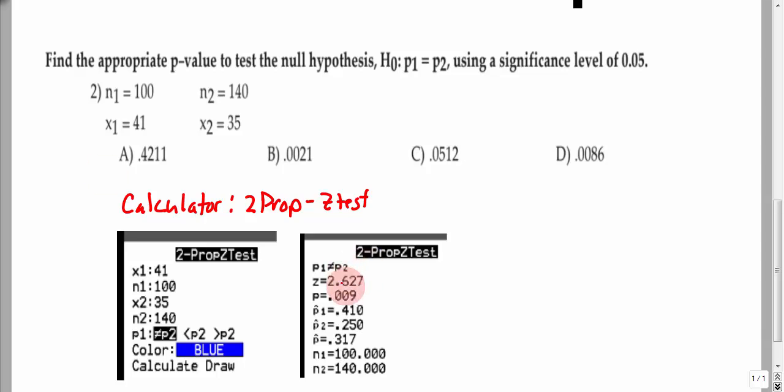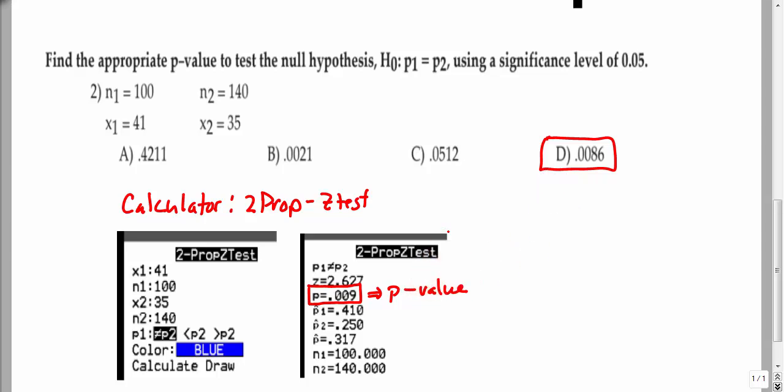Okay, so 2.627 is my test statistic. My p-value is right here, 0.009. So this is my p-value. Now if you notice, that's not listed here, but this is the one that rounds to 0.009. So this is only going out to 3 decimal places. If it went out to 4 places, you'd see the 0086. So that's my p-value, that's my solution.